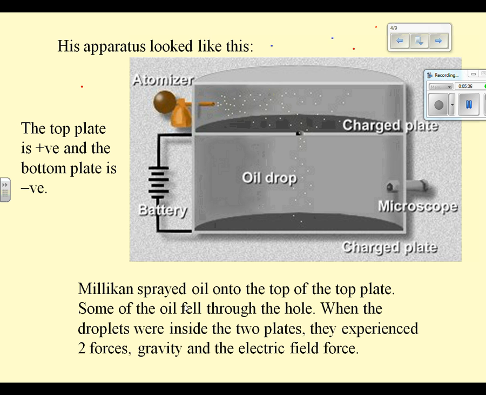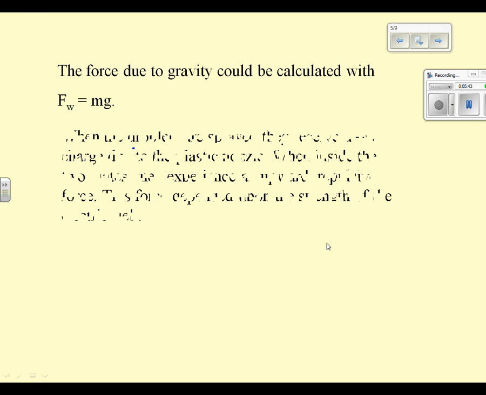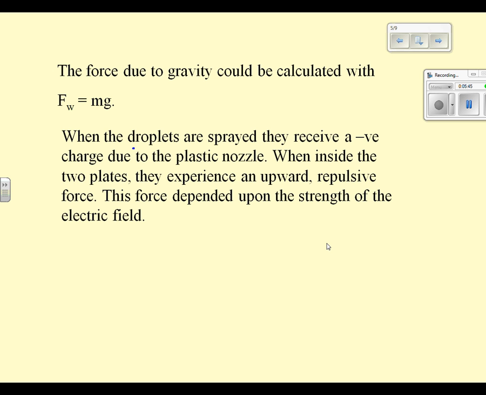Millikan sprayed oil onto the top of the top plate. Some of the oil fell through the hole. When the droplets were inside the two plates, they experienced two forces: gravity and electric field force. The force due to gravity can be calculated with Fw equals mg.